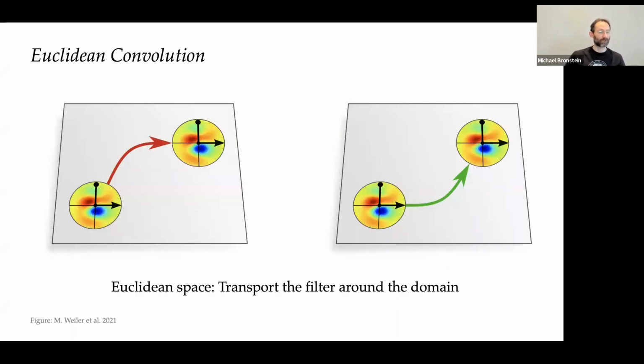This is from Maurice Weiler, a beautiful paper about non-Euclidean convolutions. So here's the situation in the Euclidean case. I can think of convolution as taking some local filter and moving it around. And no matter how I go from one point to another, I will always get to the same result, right? So the red and the green path produce the same filter.